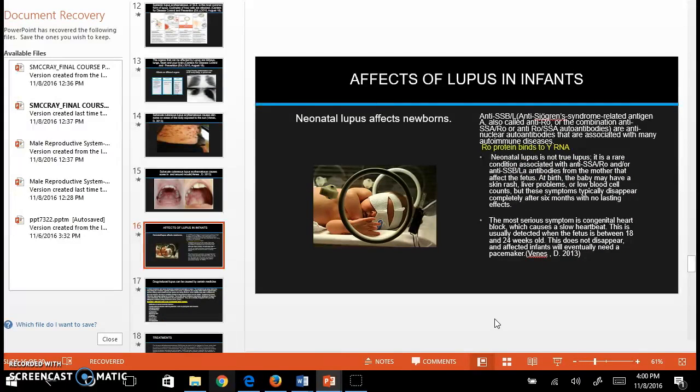Neonatal lupus is not true lupus. It is a rare condition that is sometimes caused by antibodies from the mother that affect the fetus at birth, and the baby may have a skin rash, liver problems, or low blood cell count, but these symptoms typically disappear completely after 6 months with no lasting effect. The most serious symptom is congenital heart block, which causes a slow heartbeat. This is usually detected when the fetus is between 18 and 24 weeks old. This does not disappear, and affected infants will eventually need a pacemaker.